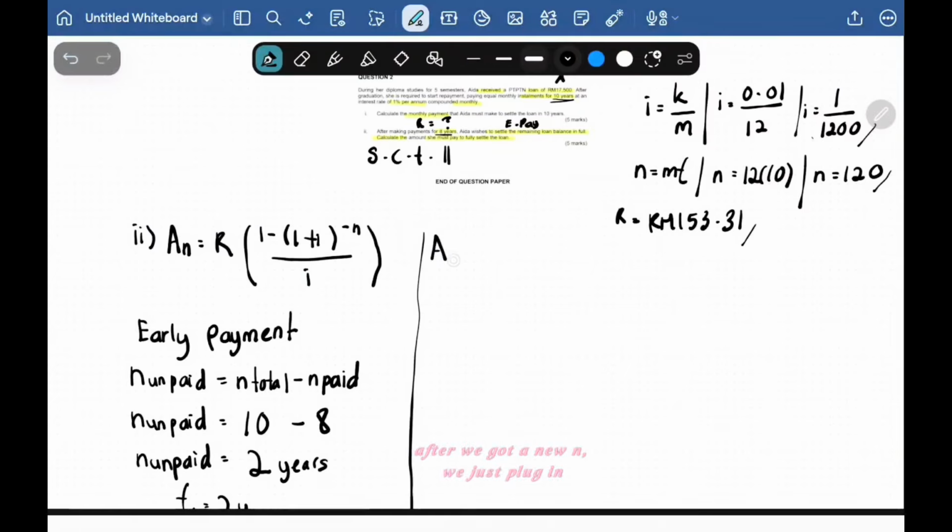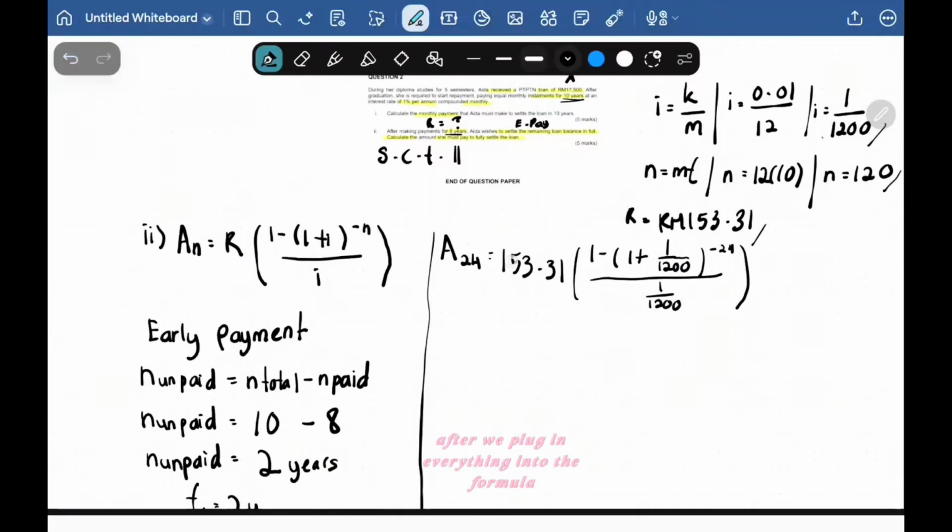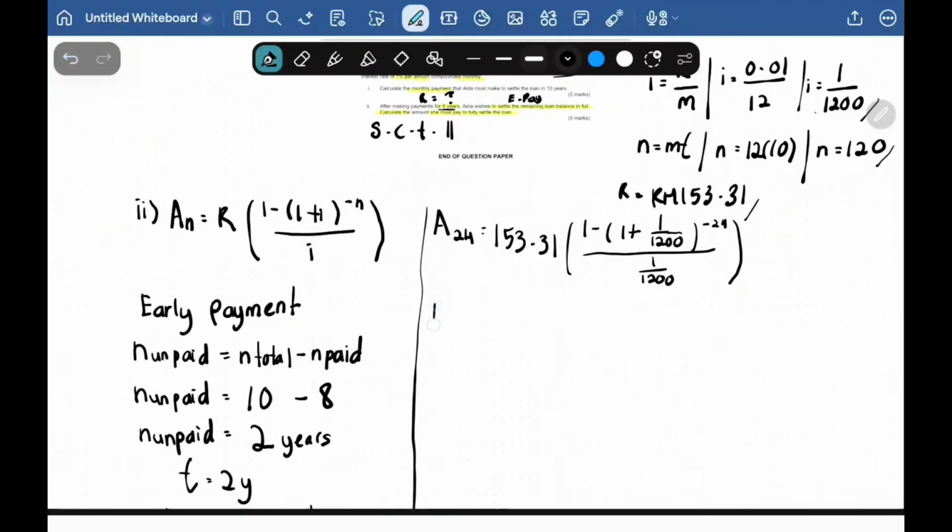After we got the new N, we just plug it into the formula. After we plug in everything into the formula, we press the calculator and get an answer. The answer will be 3,641 ringgit 39 cents.